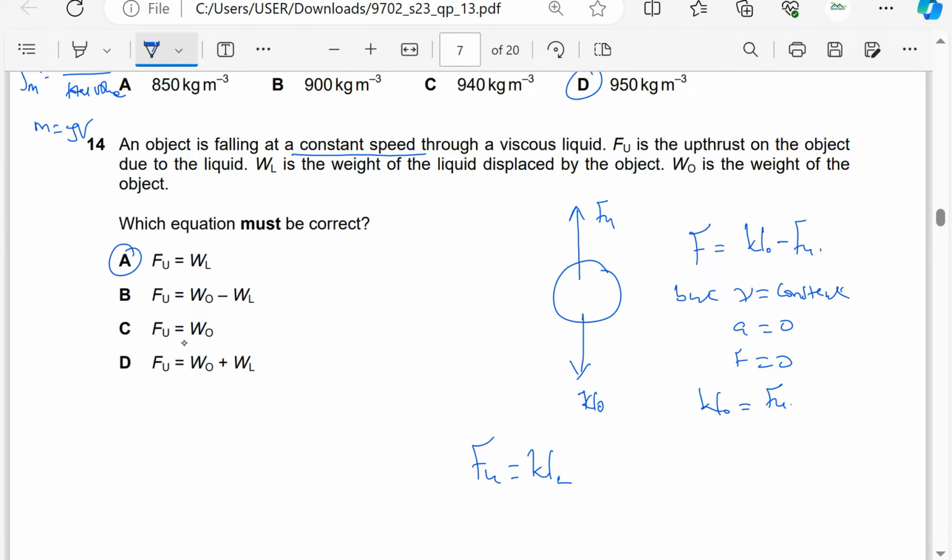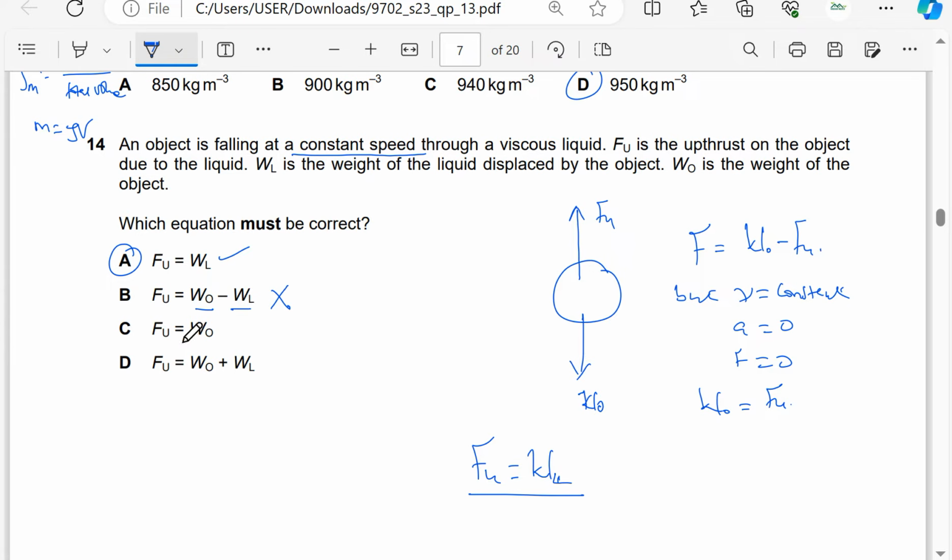W naught is the weight of the object. The object is falling at a constant speed through a viscous liquid, so the weight is acting downwards. But what is making this move at a constant speed? WL is the weight of the liquid displaced. According to Archimedes' principle, the upthrust force is equal to the weight of the liquid displaced. This statement is correct. Then let's see. Fu is W naught minus WL. This one is not correct.